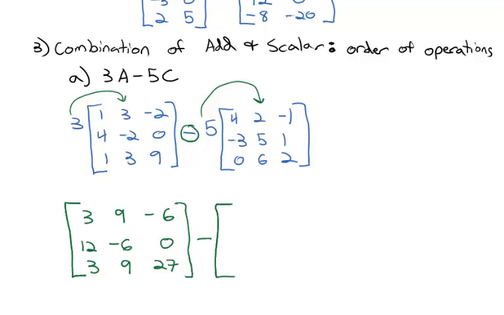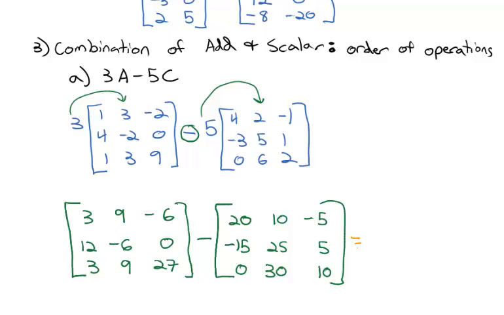Minus, and now we're going to multiply by 5, because I kept the negative. So I'm just multiplying by 5. So 5 times 4 is 20, 10, -5, -15, 25, 5, 0, 30, and 10. And so now we can actually subtract these matrices to get our final solution.